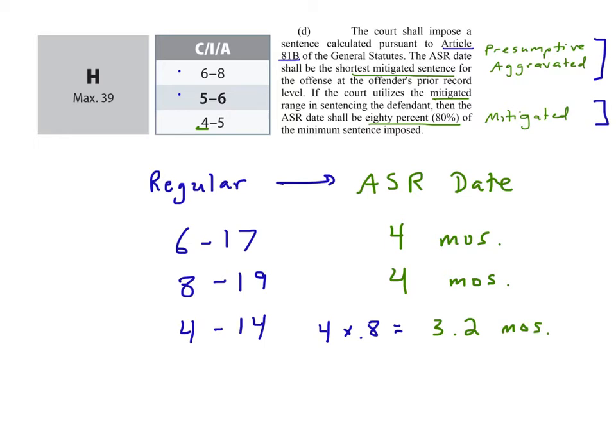So that's how you figure the ASR date. If the regular sentence comes from the presumptive range or the aggravated range, then your ASR date is this number in the lower left-hand corner of the grid cell.